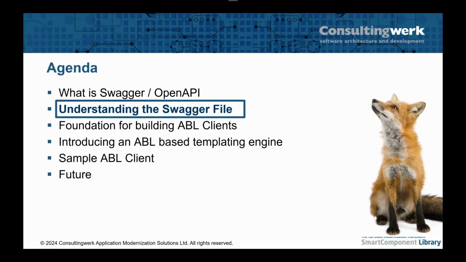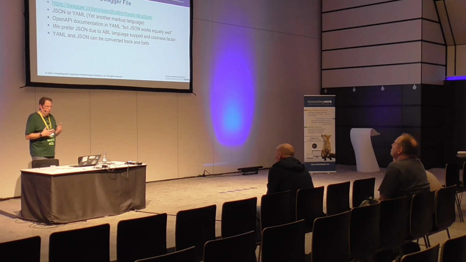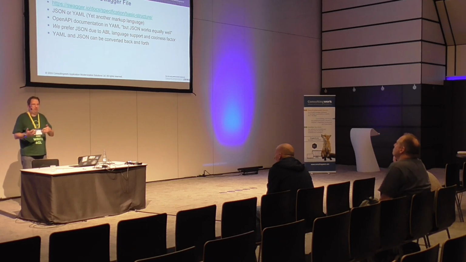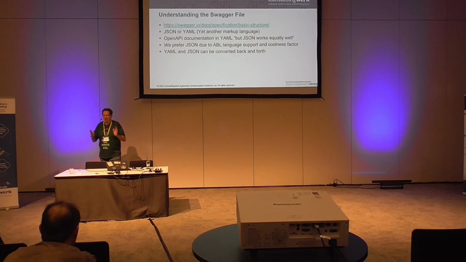So let's look at what's in the Swagger file. There's a lot of documentation around it, and it took me a while to understand the language of the documentation. But once you got there, it's quite easy. Technically, a Swagger file could be JSON or YAML, yet another markup language. That's a document format which is based on indentation. While I'm a huge fan of properly indenting code, I hate YAML. It's just ugly to read.